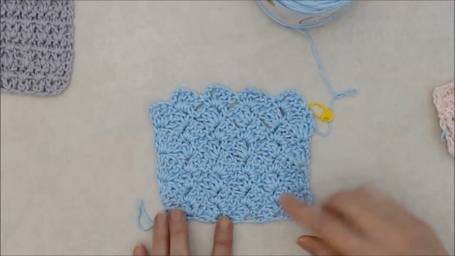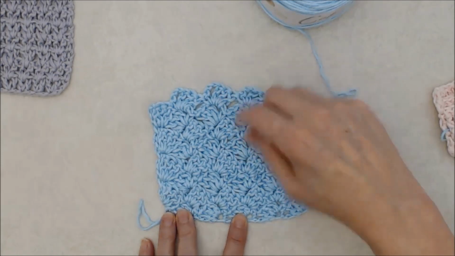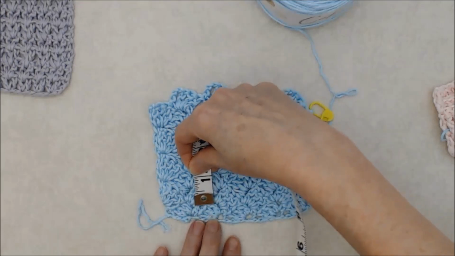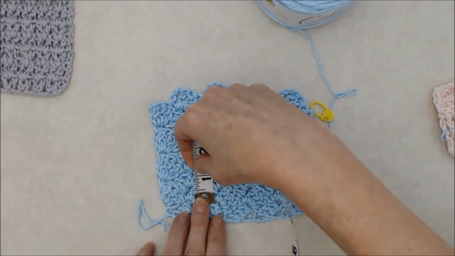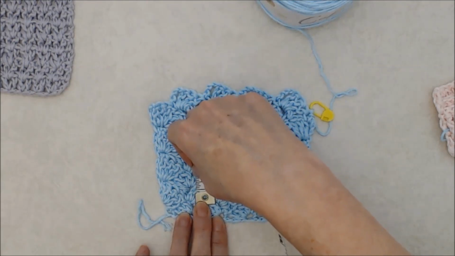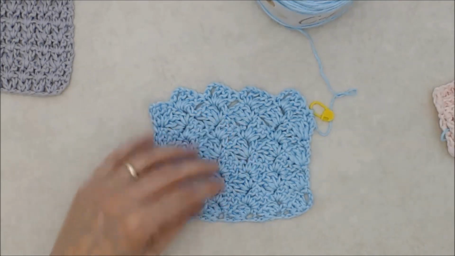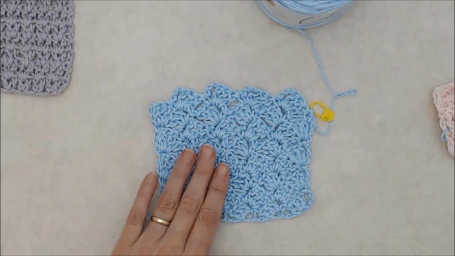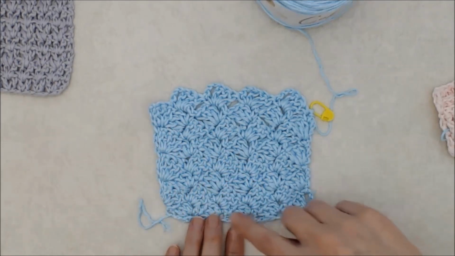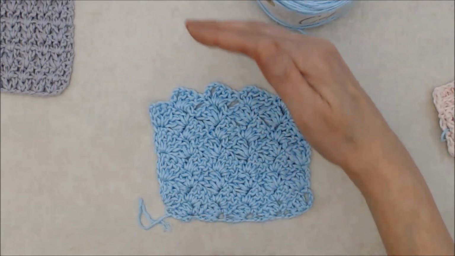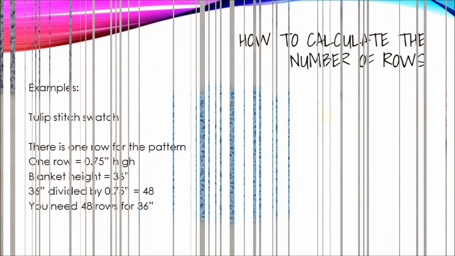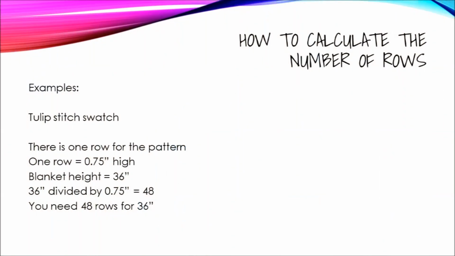And then again, to measure how many rows you would need for this design, you would measure the height of the row. These clusters are a little bit tricky to measure, but it's approximately 3/4 of an inch. So here you would take your 36 inches of height, divide it by 0.75, and you would get 48. That would tell you that you would need 48 rows for this blanket to be 36 inches in height. And again, here are the written directions for that.